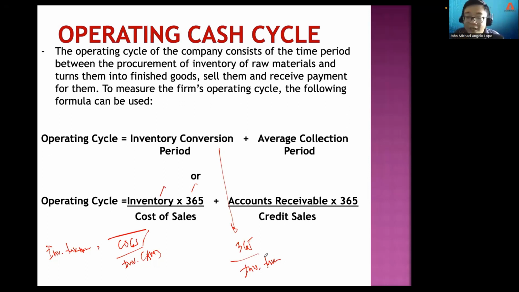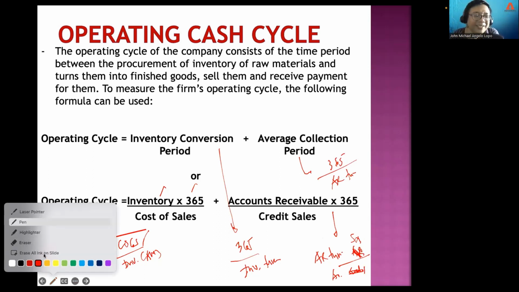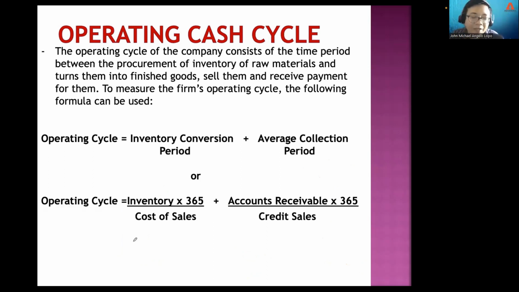Ganun din naman sa ating AR, di ba? Anong una mo nang ginagawa natin sa FS analysis? Compute for the AR turnover. Ano yung formula ng AR turnover? AR divided by our sales. Tama? Okay. Sorry, baliktad. Sorry, should be sales divided by average AR. Tapos, pag ito na, ano yung formula? 365 days divided by AR turnover. Same lang yan, class. Kaya wag kayong malito. Algebra lang yan. Okay. Baka sabihin nyo, same lang naman. Ito na lang yung tandaan nyo, para isahan na lang.